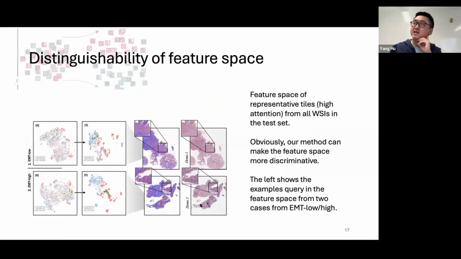And we also check the feature space of those informative tiles from different subtypes. It was separated more significantly, so that we can provide an easier, more distinguishable feature space for the aggregator to classify. So that's why the classification performance was improved such a lot.